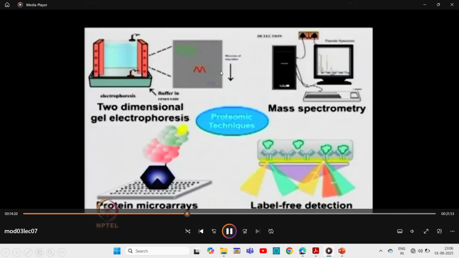Okay, so we were just doing that. Proteomics can be done by gel based methods, using mass spec, using protein microarray, or label-free techniques like SPR, etc. So all these techniques can be used for doing the proteomics analysis.